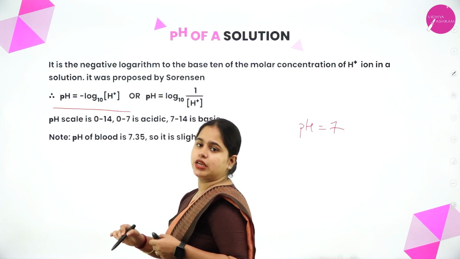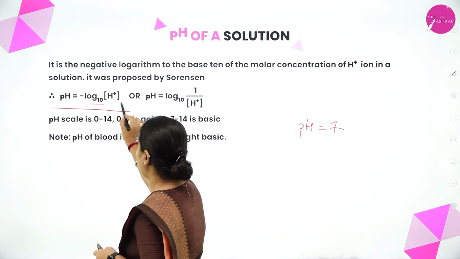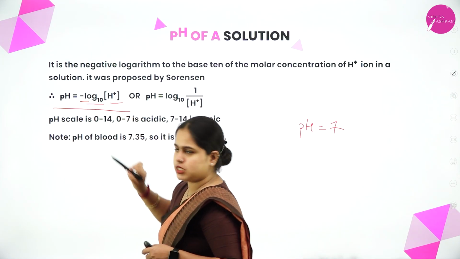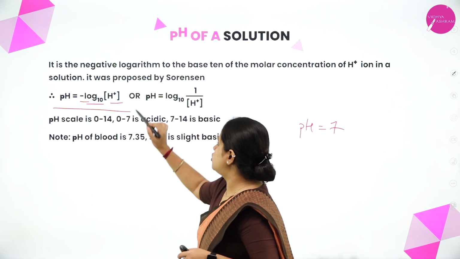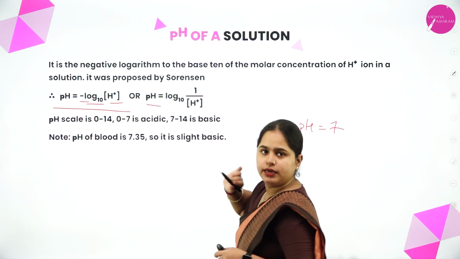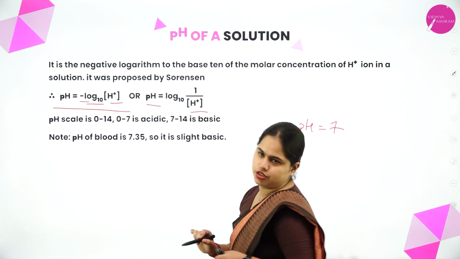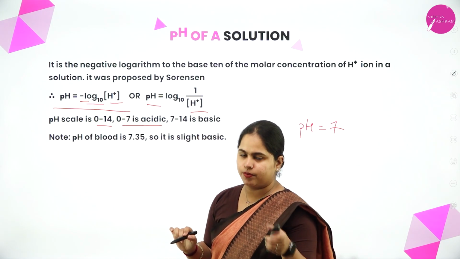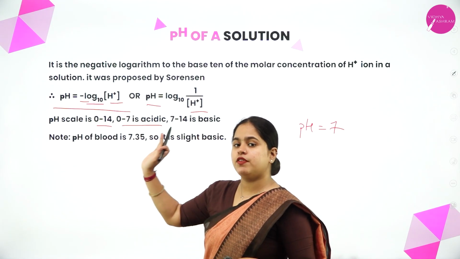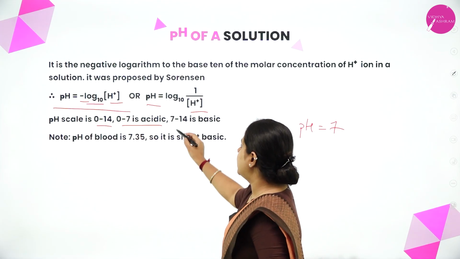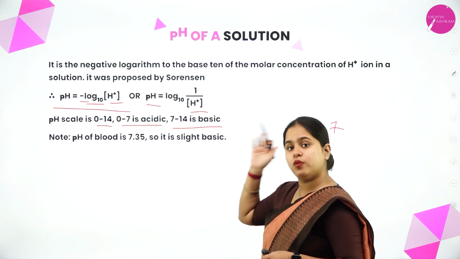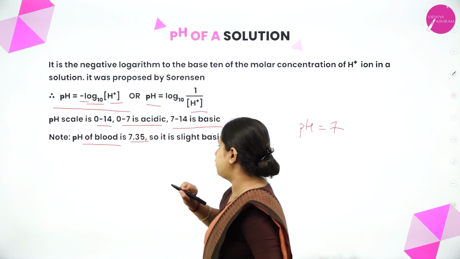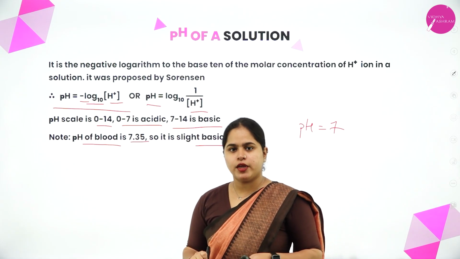The equation to calculate pH is minus logarithm of the molar concentration of H plus. As minus is present, you can put it in the denominator and write pH equal to log to the base 10 of 1 by the molar concentration of H plus. The pH scale ranges from 0 to 14. Below 7 it is acidic, and as we move towards 0, the acidity increases. 7 to 14 is basic, and as we move towards 14, the basicity is more. The pH of blood is very important. It is 7.35, so it is slightly basic. I hope it is clear.